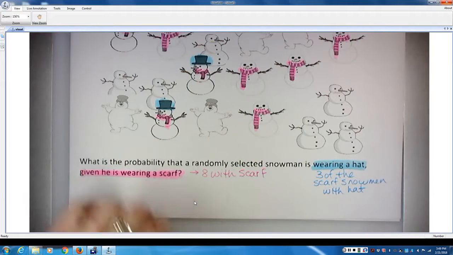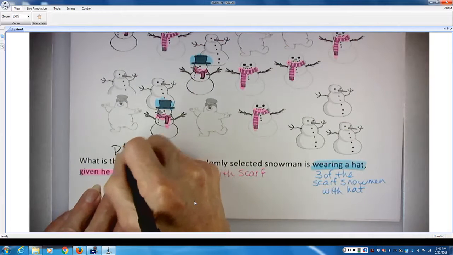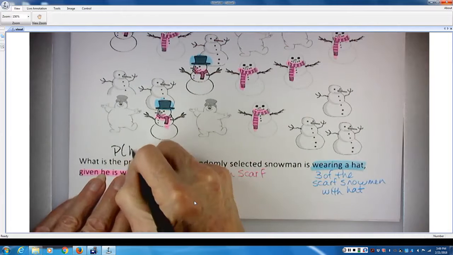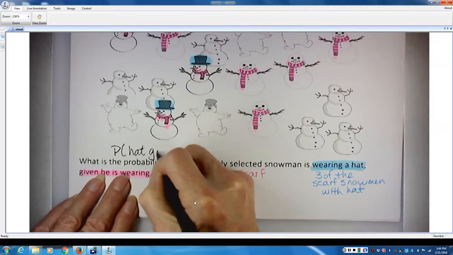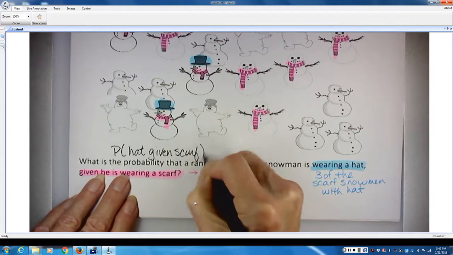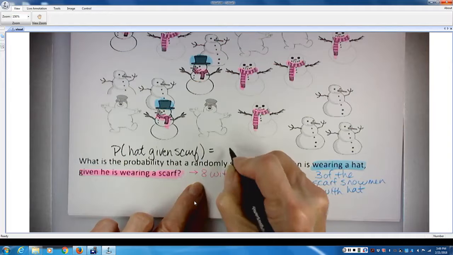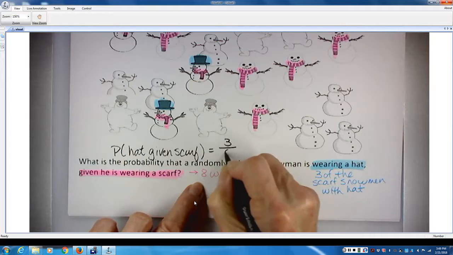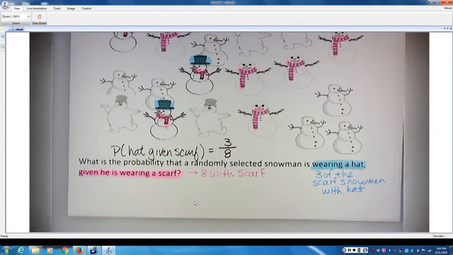So 3 of those had a hat. So that means my probability then of hat given scarf is the 3 that have hats out of the 8 that wore scarves. Okay?